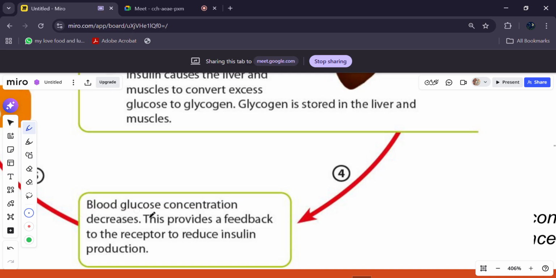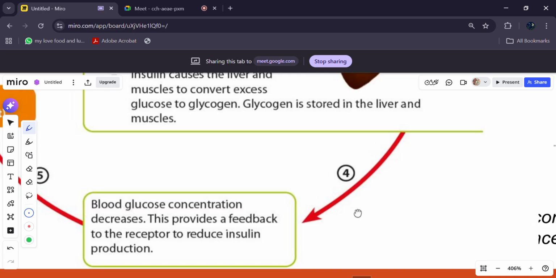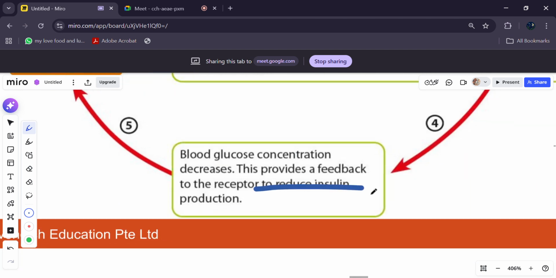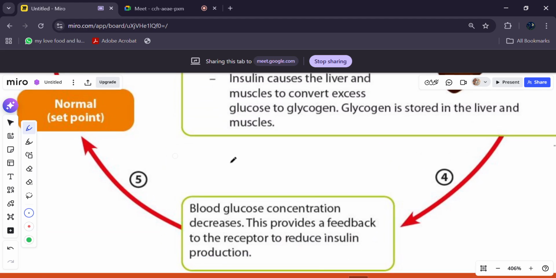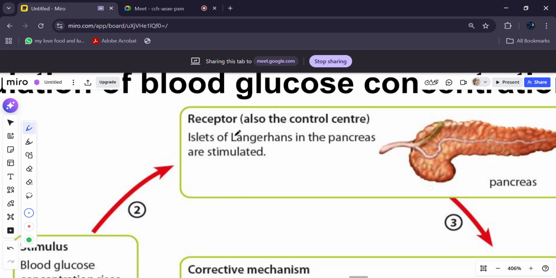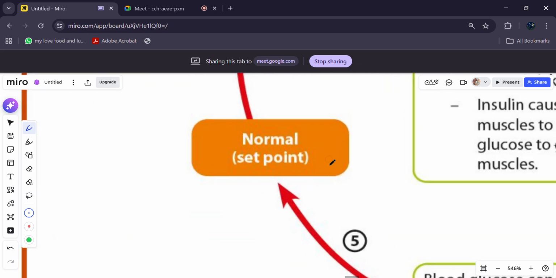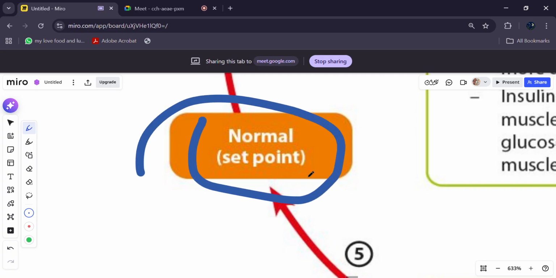Then the blood glucose concentration decreases, and this provides feedback to the receptor to reduce the insulin production. So when the counteraction for the change has been made, a message is sent back to the pancreas to reduce the amount of insulin produced so that it could stay at the normal set point.